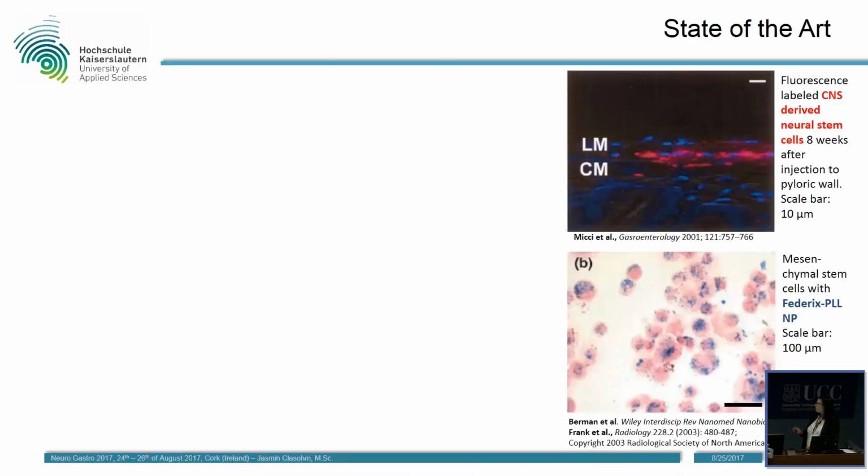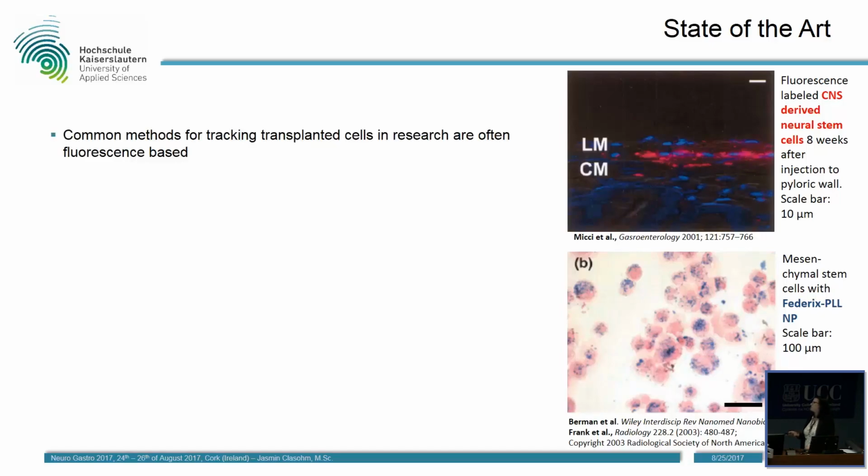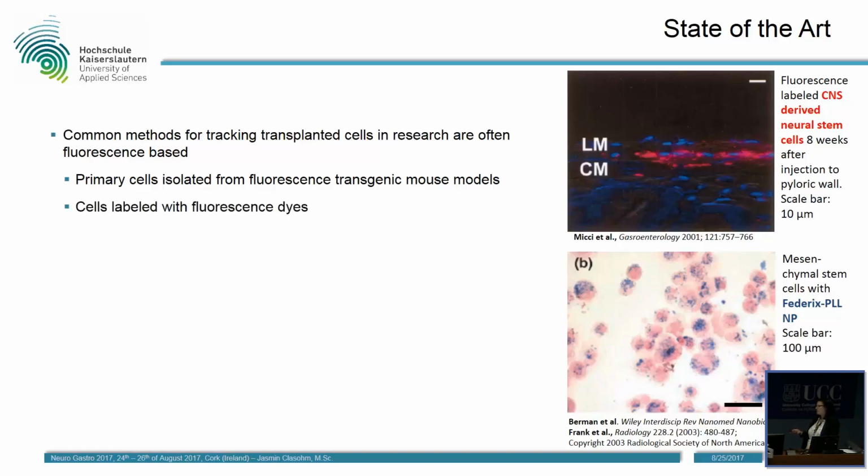If someone wants to track transplanted or implanted cells, for example, for the treatment of Hirschsprung's disease, these cells usually need to be labeled before. A common method in research is the labeling with fluorescence. Therefore, primary cells isolated from fluorescence transgenic mice models can be used, or the cells can be labeled with fluorescence dyes before.